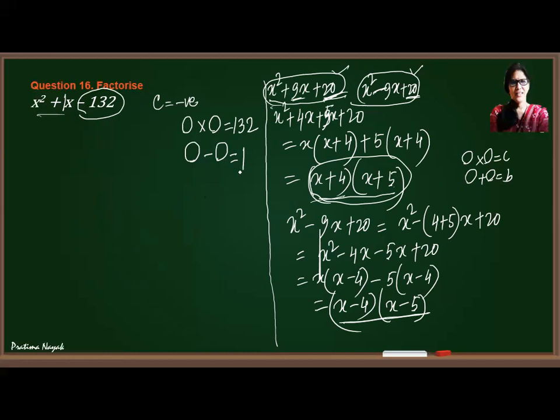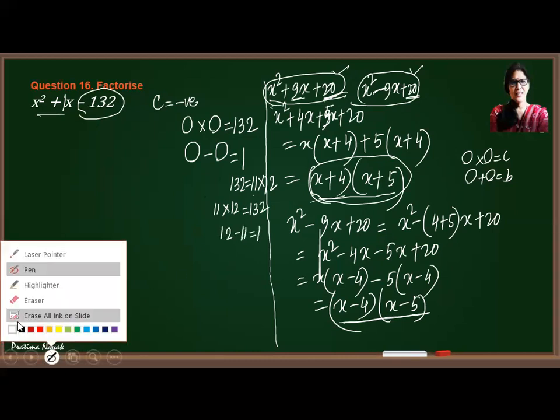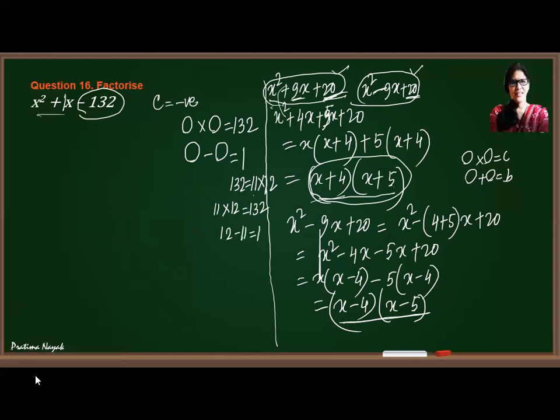So what can be the numbers? 132 has the factors 11 into 12. So 11 into 12 is 132, and 12 minus 11 is equal to 1. So I will now apply this. So let me rub this portion.